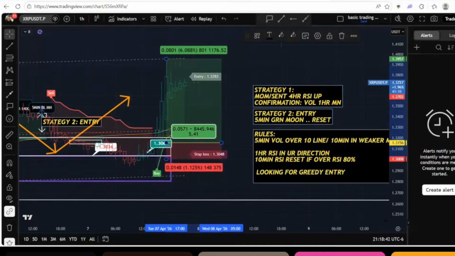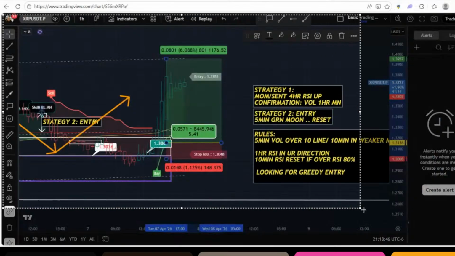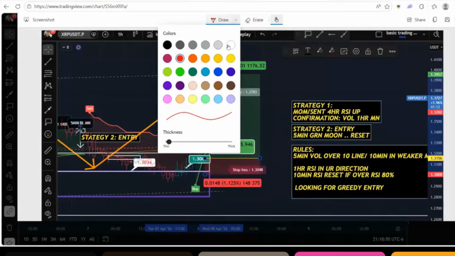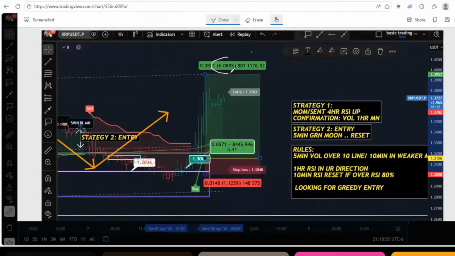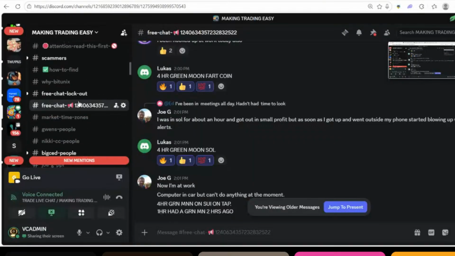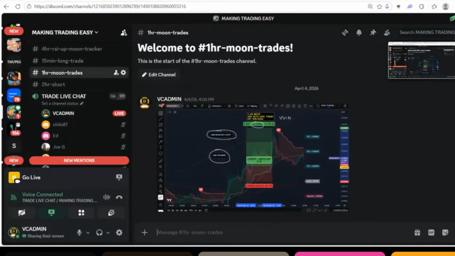So now I can just mark this up. So, screenshot. All right, 6% up, 1.12 down. Copy that. Now, what that does for us is it lets us see how that plays out as we start to move forward, and here, 1 hour moon trades.